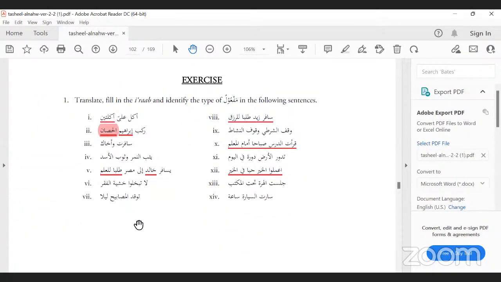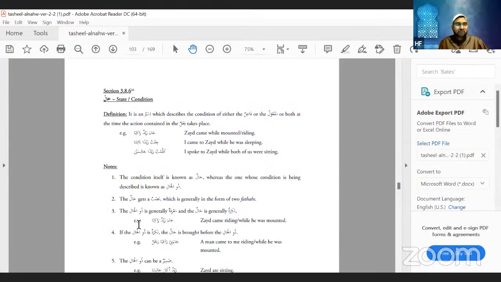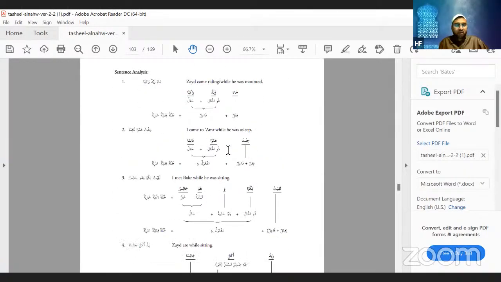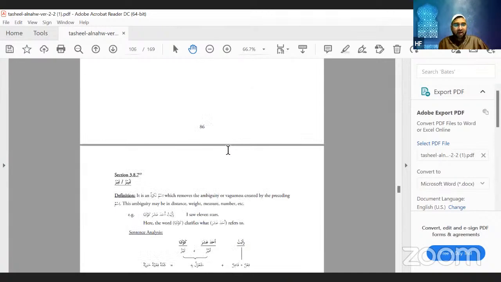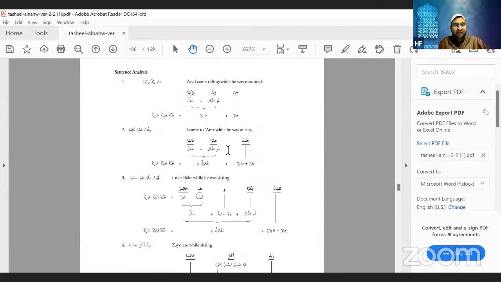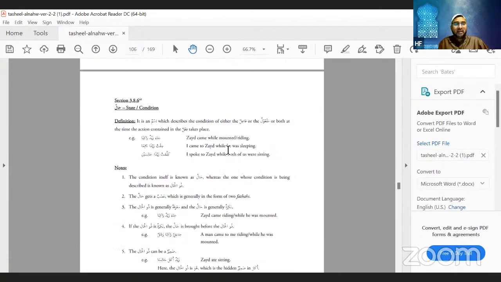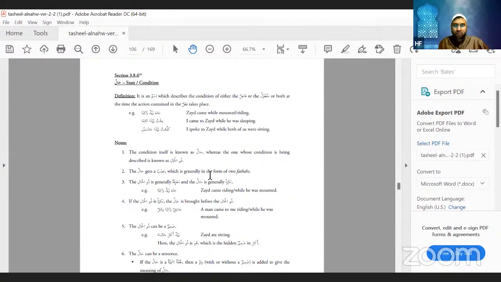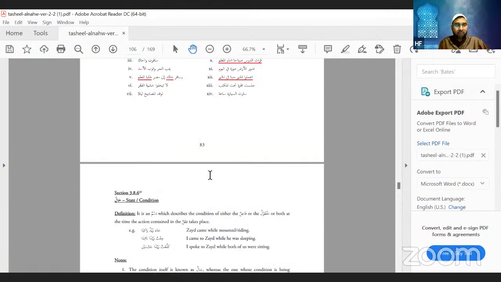So, Tahira, are there more maf'uls to be discussed next week? There is one more I'm going to discuss, and then the other ones I will do later. The next one is hal. It indicates the state and condition when the action took place. I'll do that next week with you, unless you have time, I could do that now with you as well.